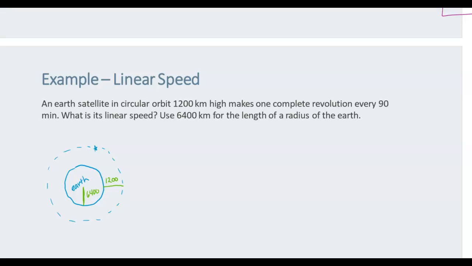And then we also know they gave us the angular speed, right? They told us that the satellite is traveling one complete rotation. So it's going to go through an angle of 2 pi all the way around in 90 minutes. So that's the angular speed. We could simplify this to be pi over 45 minutes.